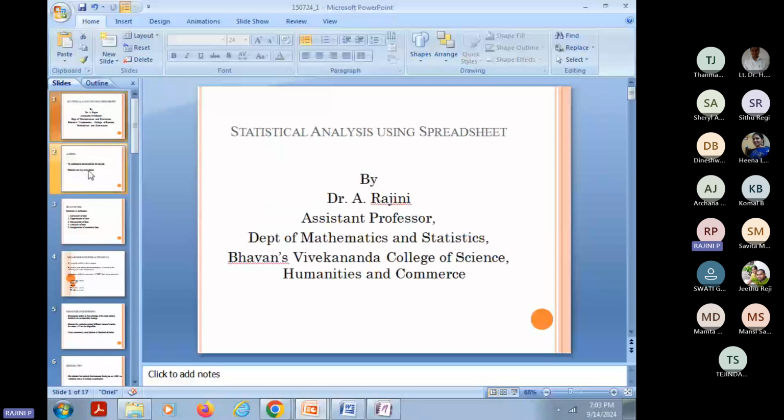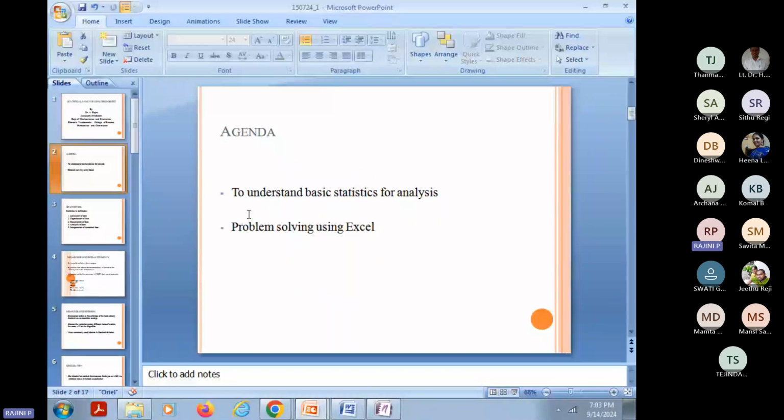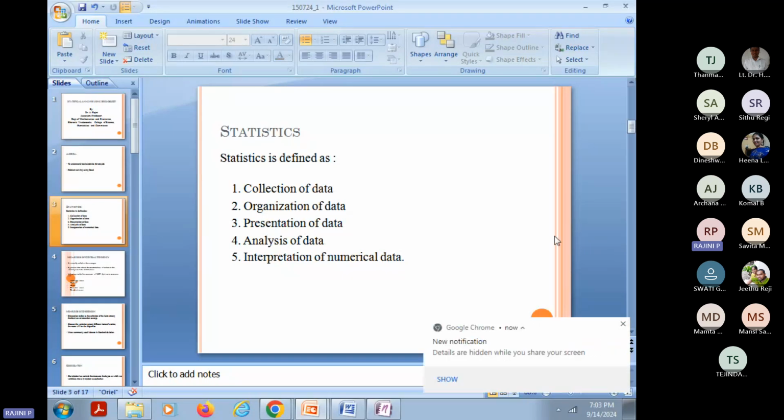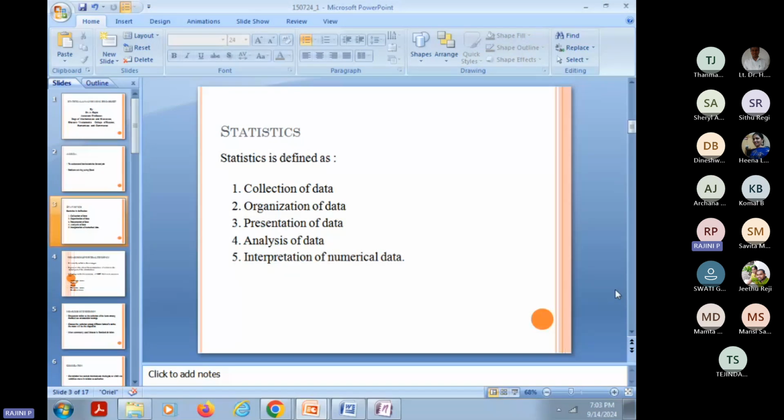Now, the agenda for these 3 days of this program is to understand the basic statistics for analysis and problem solving using Excel, through a case study and general problems also. And first, before going for statistics, we need to know the definition of statistics, right? What is the meaning of it? Generally, everybody says that it is nothing but the calculation of the average: collecting the data, and after collecting the data, we do the calculation, we find the average, and that is statistics.